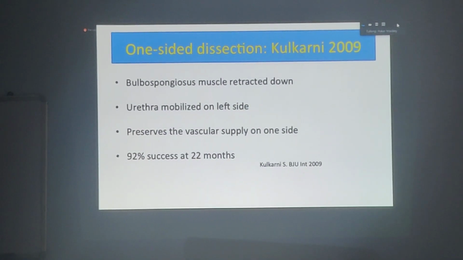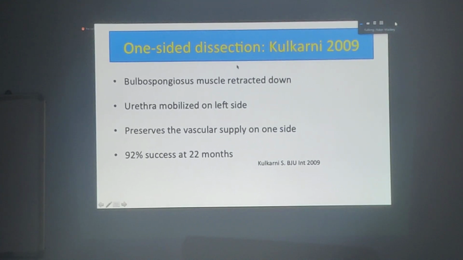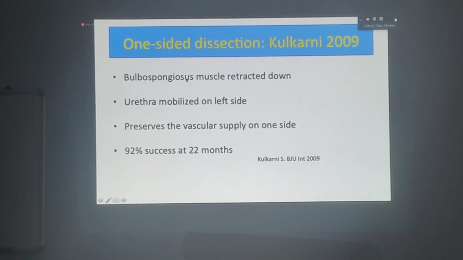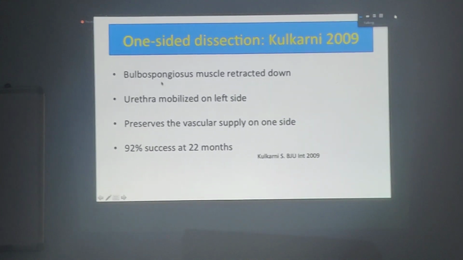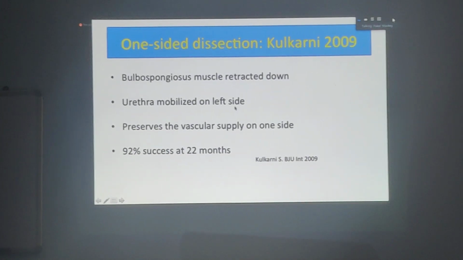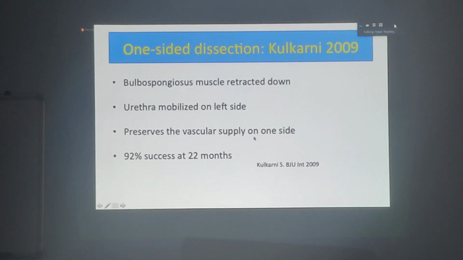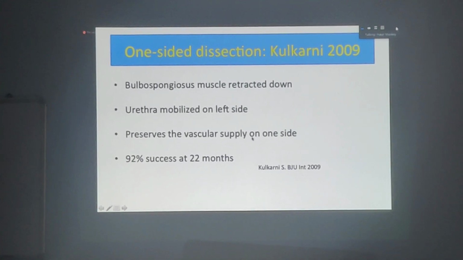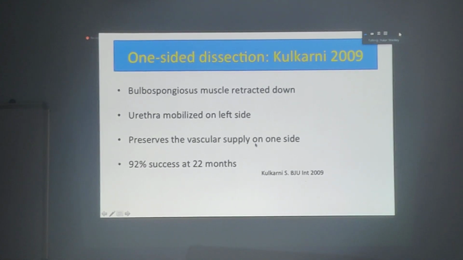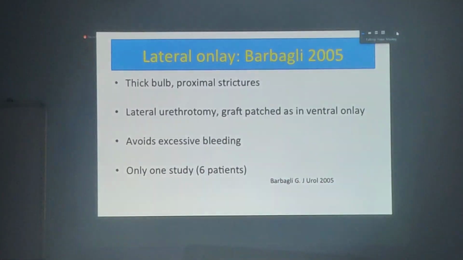And Kulkarni in India described the one-sided dissection technique. We basically invaginate the penis into the perineal wound, and the bulbospongiosus muscle is retracted down, and the urethra is mobilized only on one side. So basically, it preserves the vascular supply. That is, it doesn't damage the circumflex arteries on the other side. So this is the one-sided Kulkarni urethroplasty.